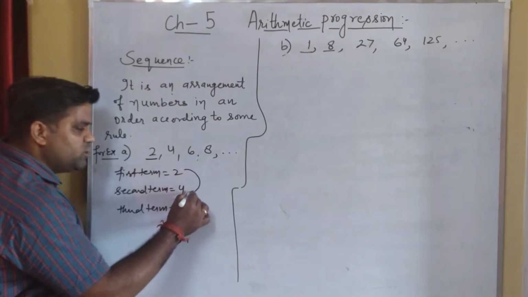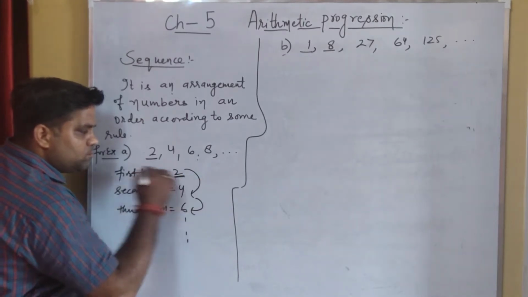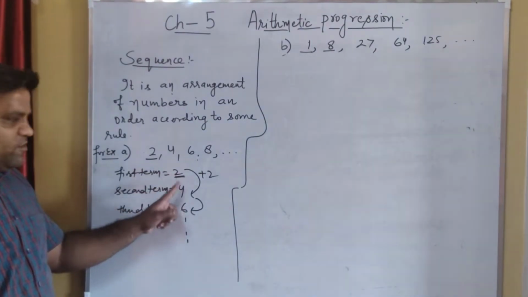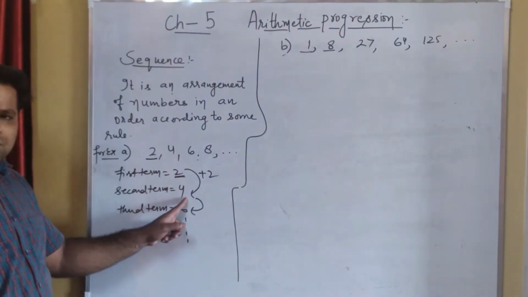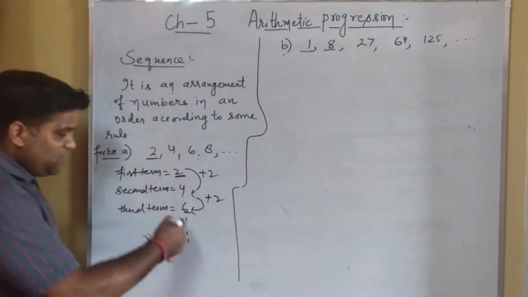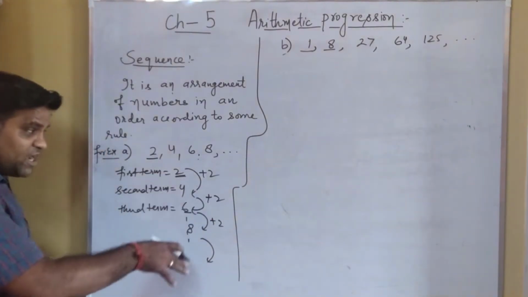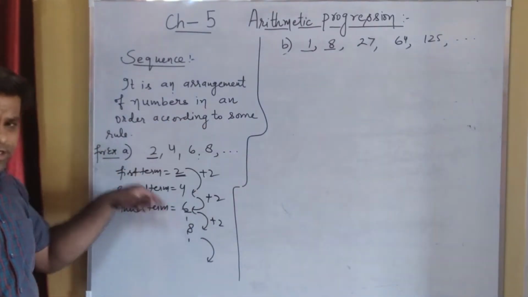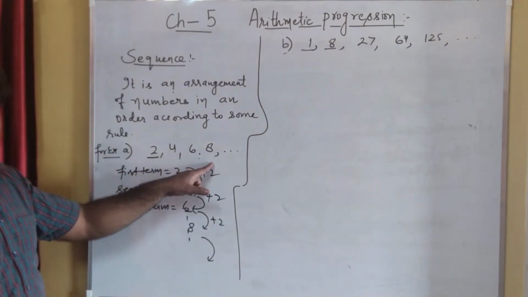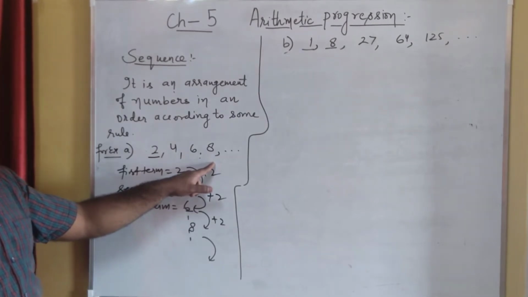So which rule is it following? We can see that if we add 2 to the first number, we get our second term. If we add 2 to 4, we get our third term. If we add 2, we get our fourth term and so on. So it means that the sequence is following some rule. That's why it is a sequence. It is an arrangement of numbers according to some rule in a definite order.